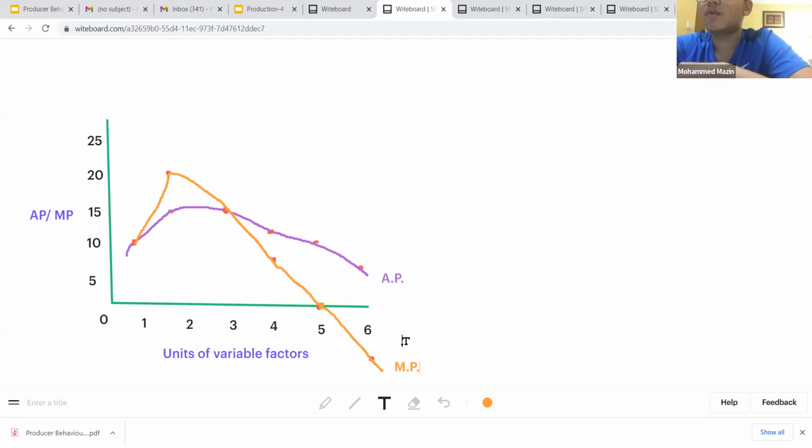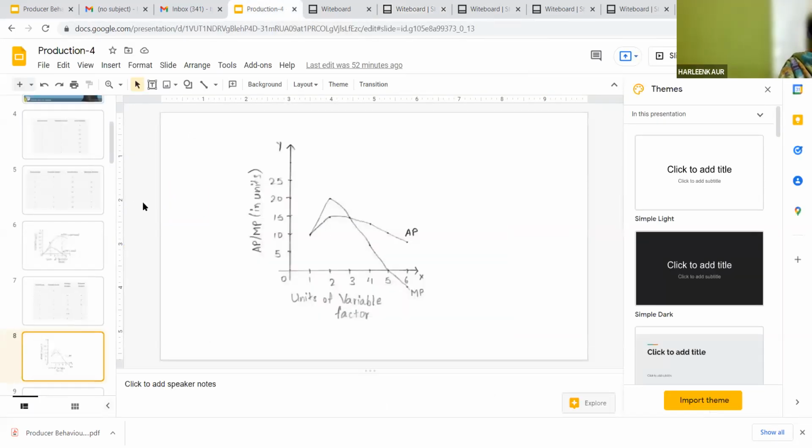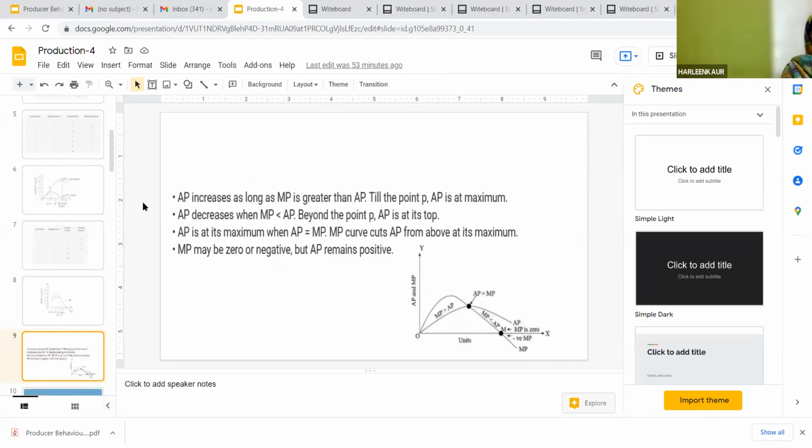Is there any doubt? Are you clear with the relationship between AP and MP? AP increases as long as MP is greater than AP. You can see with the help of this graph. Till the point MP is at maximum. Then AP decreases when MP is less than AP. MP becomes zero and then negative, and AP remains positive. Is it clear to you?